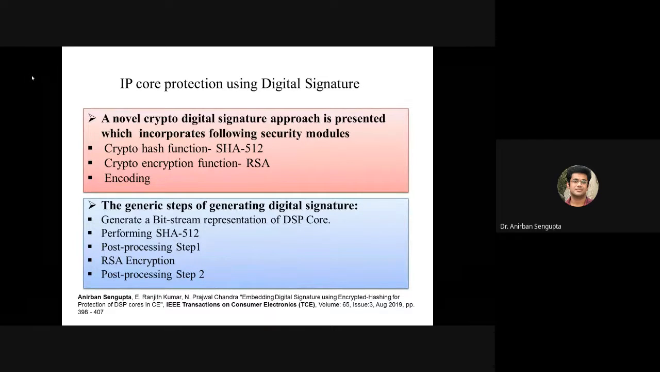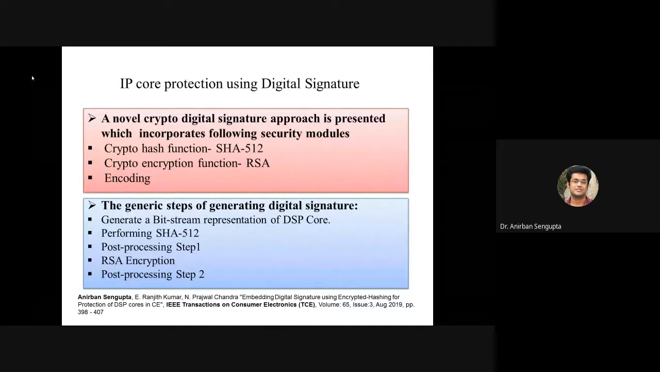Now let us move into the third category of algorithms or approaches, which is known as digital signature-based technique. They are also used for protecting an IP or securing the hardware. These are basically crypto digital signature approaches, which incorporate two important security modules. First is the crypto hash function SHA-512, and second is the crypto encryption function RSA. And it also uses a multi-level encoding process.